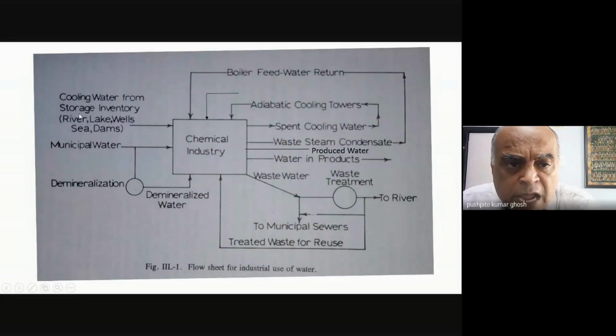Now let us quickly look at what normally is believed to be the overall water situation for an industry. Most industries will draw water from the municipal water or maybe from rivers, lakes, etc., next to which they are set up. Some of the water may need to be purified, so that is the demineralization process. And some of it you may not need to purify. So these are all your inputs of water into a chemical industry.